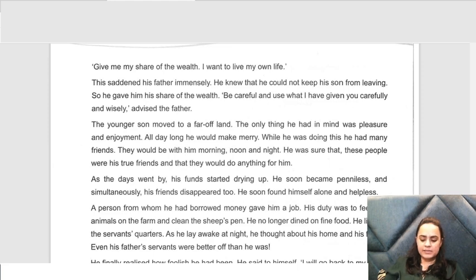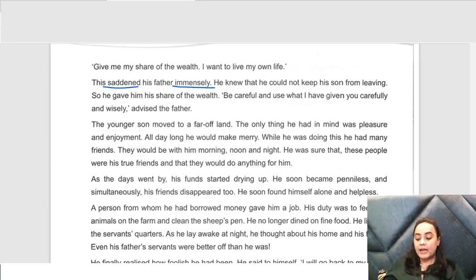This saddened his father immensely. We all know this made the father sad immensely. He was very, very sad. He knew that he could not keep his son from leaving. So he knew that he could not control or stop his son from leaving. So he gave him his share of the wealth.